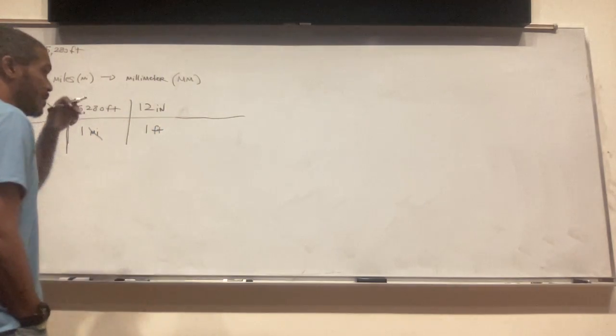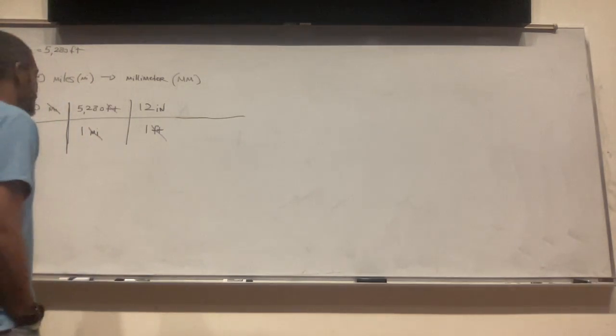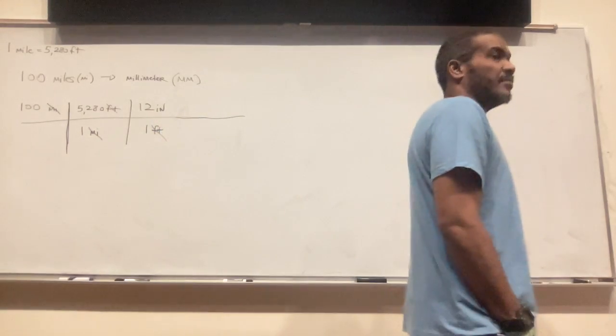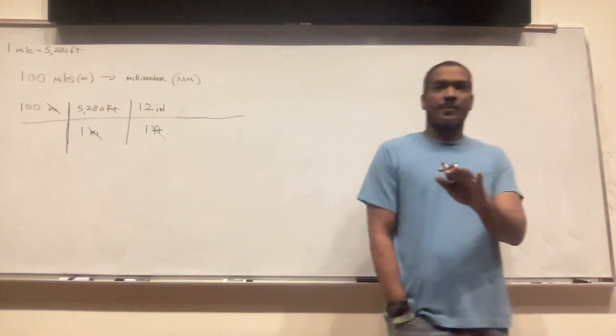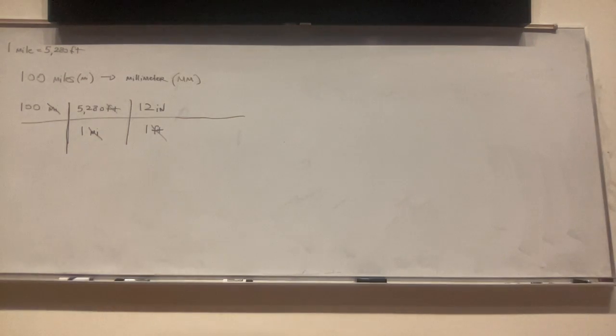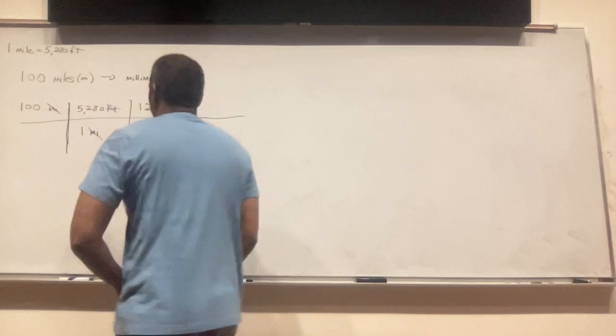Now we cross out the feet. The feet cancel. And now we need a conversion factor. What system are these units in, by the way? English system. Right? We need to convert to what system? Metric. So we need a conversion factor.